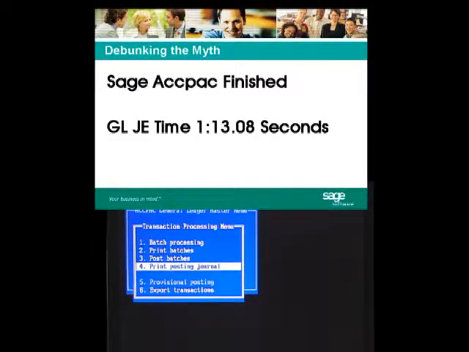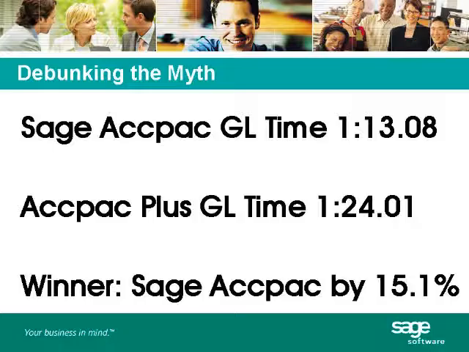So there you have it, folks. The numbers say it all. Sage Accpac ERP is faster by 15% when it comes to entering a journal entry.